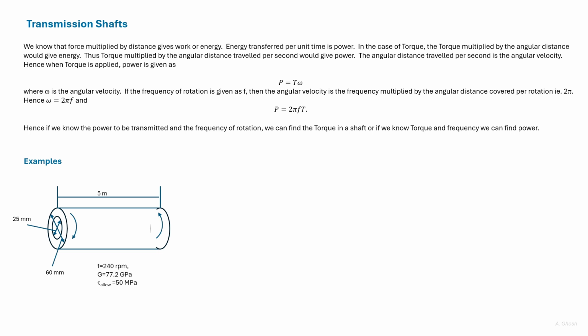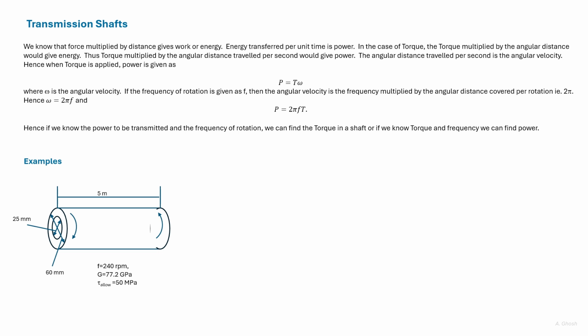Here we discuss transmission shafts. Force multiplied by distance gives energy. Energy transmitted per second is power. In case of a body subjected to a torque, torque multiplied by rotation gives the energy. Energy transmitted per second gives power. Thus, power can be given as torque multiplied by angular velocity.